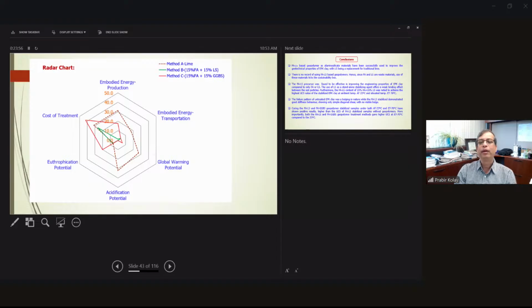Most of the time, you see the original one, method A, is using lime, this dotted one. Method B, the green one, uses 15% fly ash and 15% lime sludge. Method C uses 15% fly ash and 15% GGBS. The more area means you are using more energy. So in this case, method B, 15% fly ash and 15% lime sludge, is much more sustainable.